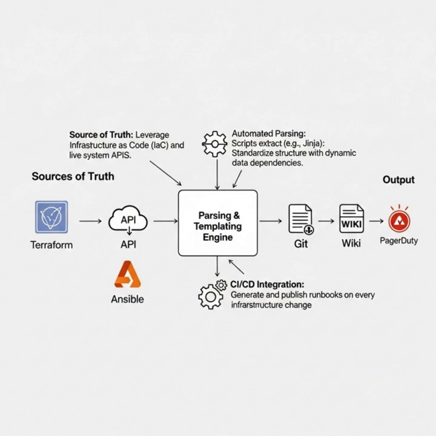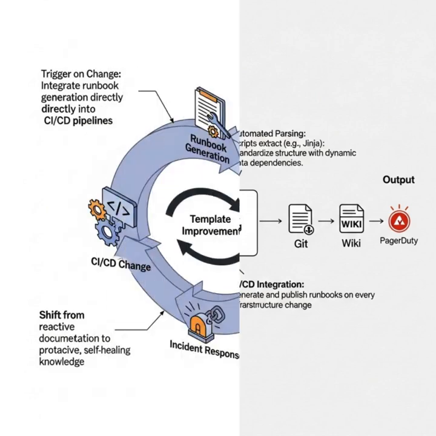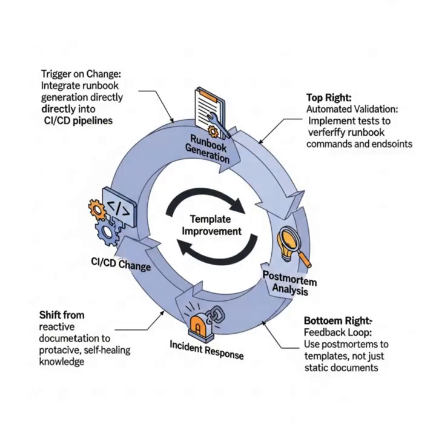The final step is publishing. Instead of a PDF, the pipeline commits a markdown file to a Git repository, updates a page via a wiki API, or even populates a checklist directly within your incident management tool. This entire process is integrated into your CI/CD pipeline, ensuring that a change to infrastructure automatically results in an updated runbook.